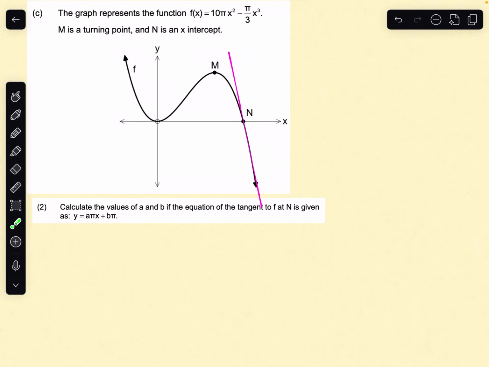So first of all, we need to figure out where the x-intercept occurs. Then we need to find the gradient of the curve at that point, and then that will give us the gradient of the tangent. And then we can sub in the coordinates of n to find the last bit of the equation of the tangent. So let's find out the coordinates of n. So let's write down what our steps are going to be.